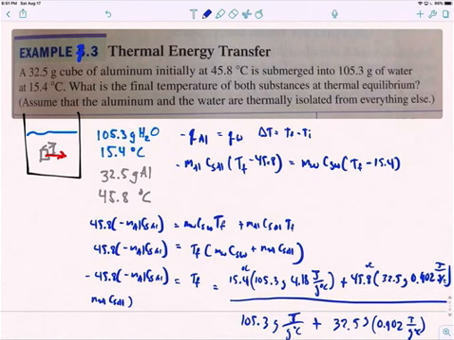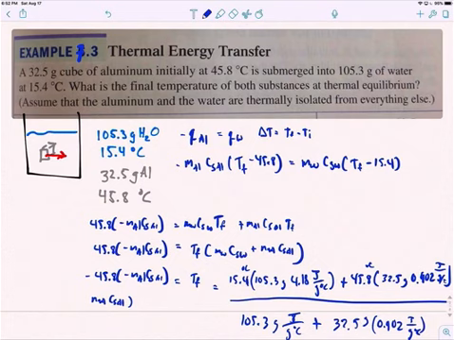A 32.5 gram cube of aluminum initially at 45.8 degrees Celsius is submerged in 105.3 grams of water at 15.4 degrees Celsius. What is the final temperature of both substances at thermal equilibrium? Assume that no other heat is lost.